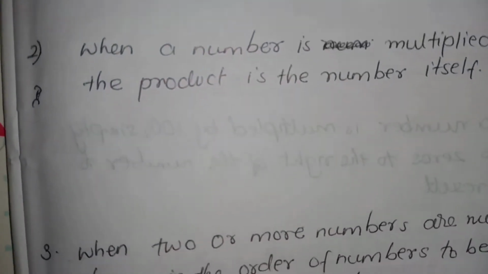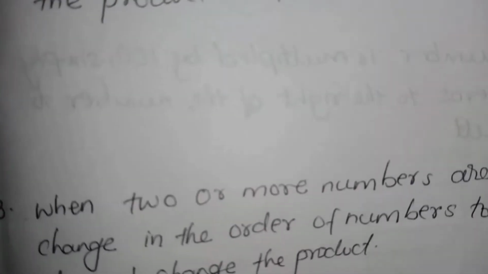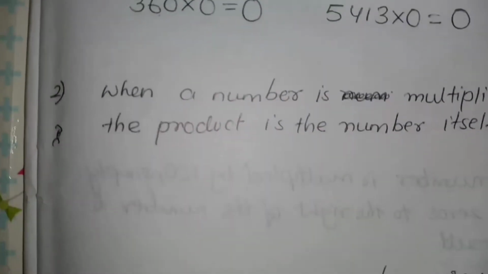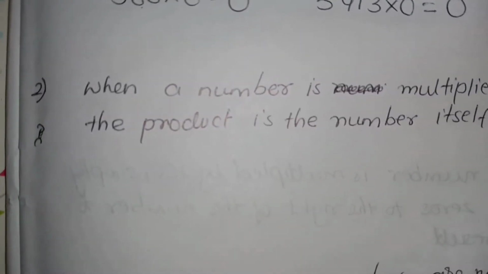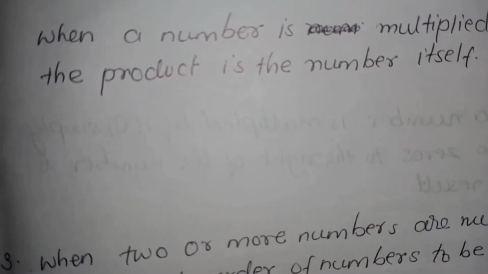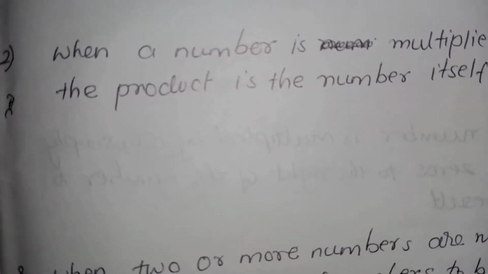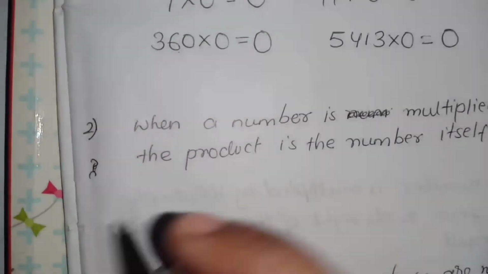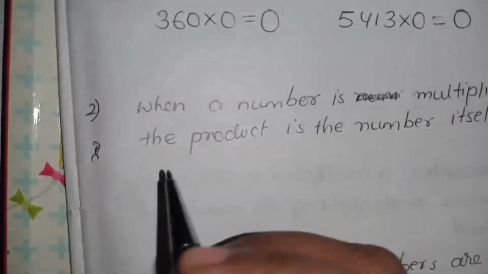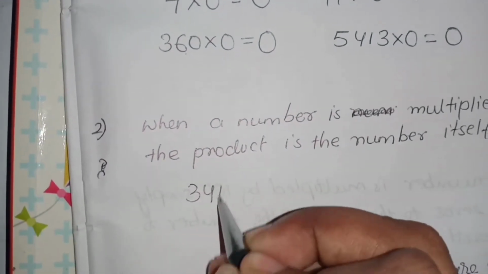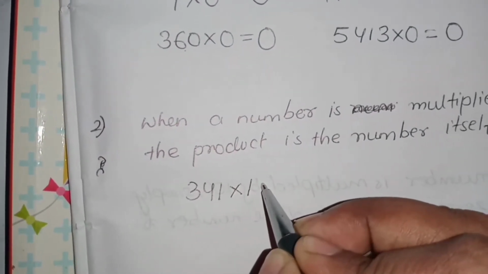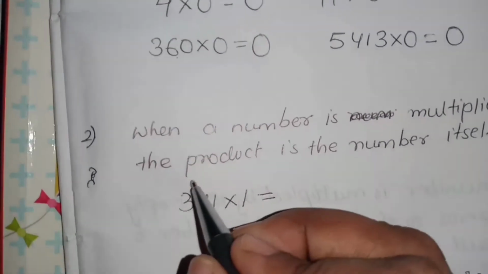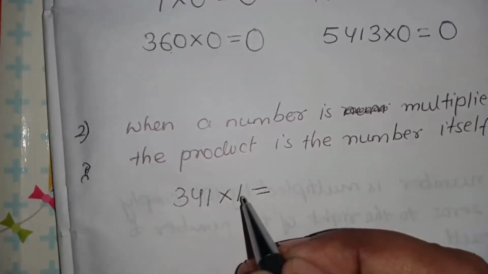So when we multiply any number by 1, what will be the product? The product will be the number itself. So property number 2 is that when we multiply any number by 1, the product is the number itself. The number itself means the number which we are multiplying by 1.